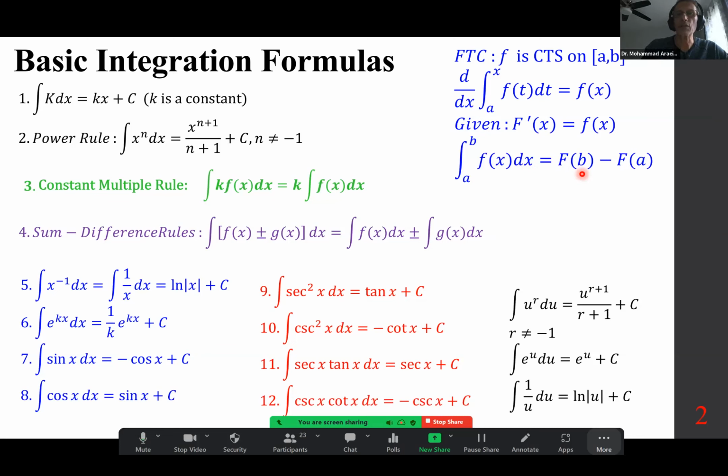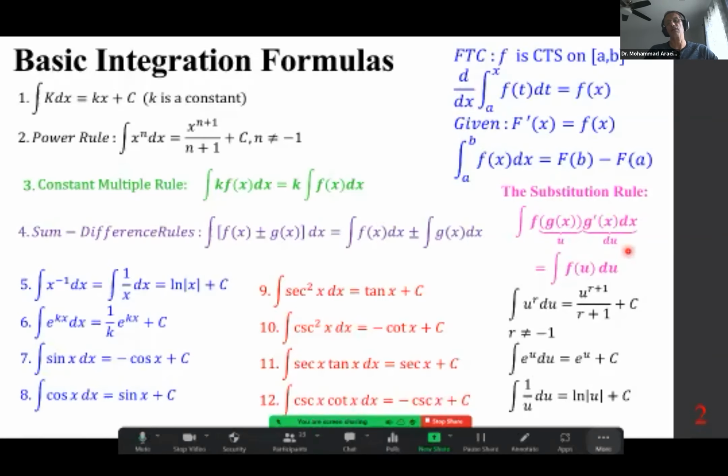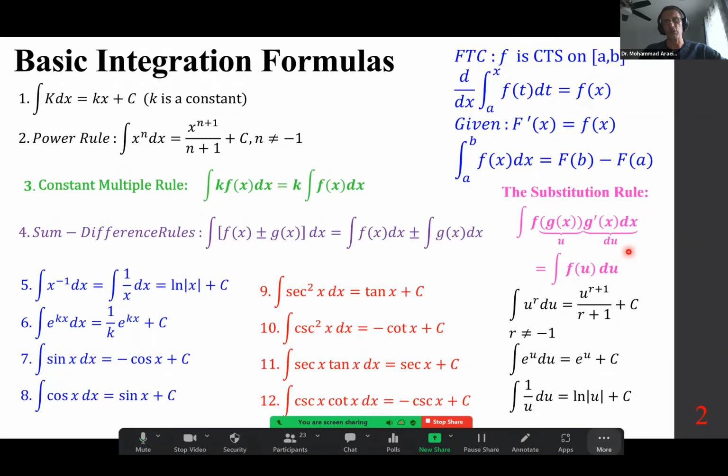And the substitution: the integral of f(g(x)) times g'(x) dx, where g(x) is u and g'(x) dx is du, is the same as the integral of f(u) du. This is the concept of a u-substitution done properly.